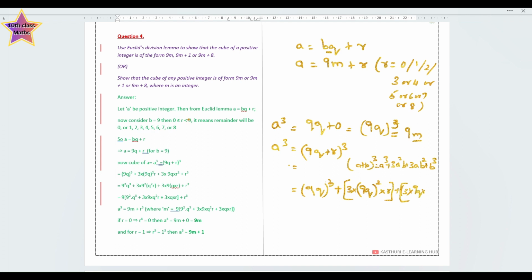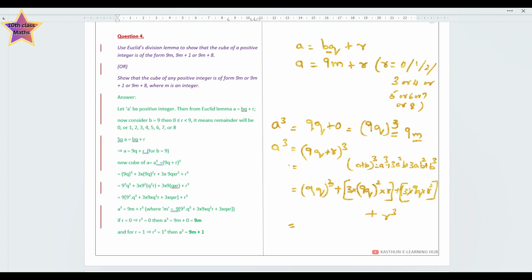9q into, what is our b? R square. Okay, so this again big bracket plus, what is our b? R cube. So we are going to substitute this formula for each r. Here r may be 0, 1, 2, 3 or 4. That way we are going to substitute that respectively. So ultimately what do we derive at?